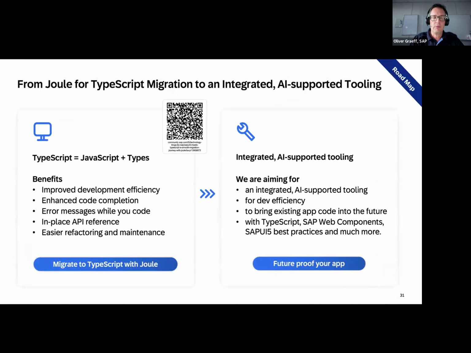And we want to extend this so that Joule can not only do basic UI5 things and, for example, moving to TypeScript, but we're aiming for an integrated AI-supported tooling to check and move forward an existing application with regards to the best practices, for example, with regards to TypeScript and other aspects. So we are working on this to have really not individual small tools, but an integrated tool to, let's say, future-proof your application.